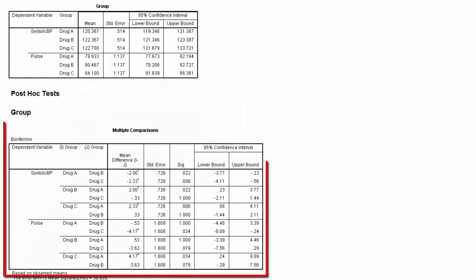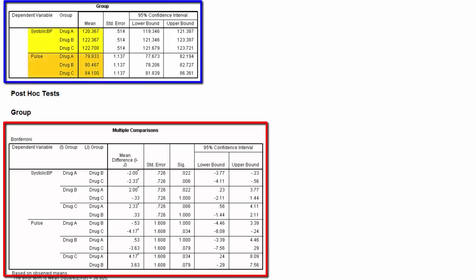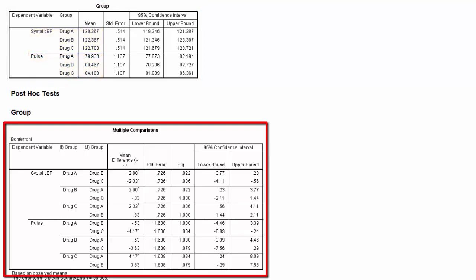Finally, we look to the multiple comparisons table to determine which group performs statistically significantly different from which. The estimates table provides us with the means for each group for systolic BP and pulse. These figures will be useful when documenting the results. Notice that the multiple comparisons table essentially resembles two ANOVA multiple comparisons tables, wherein the top half of the table shows the three pairwise comparisons for systolic BP, and the bottom half shows a separate set of comparisons for pulse.